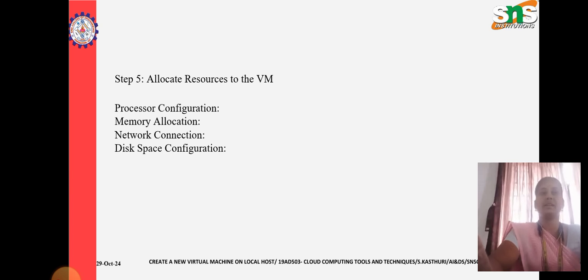Next one is the disk space configuration. We have to specify the maximum disk space for the VM. A general recommendation is for Windows at least 40 GB should be allocated, and for Linux it depends on the distribution, 20 GB is often sufficient for testing. Choose whether to store the virtual disk as a single file or split into multiple files. The latter is better for portability.